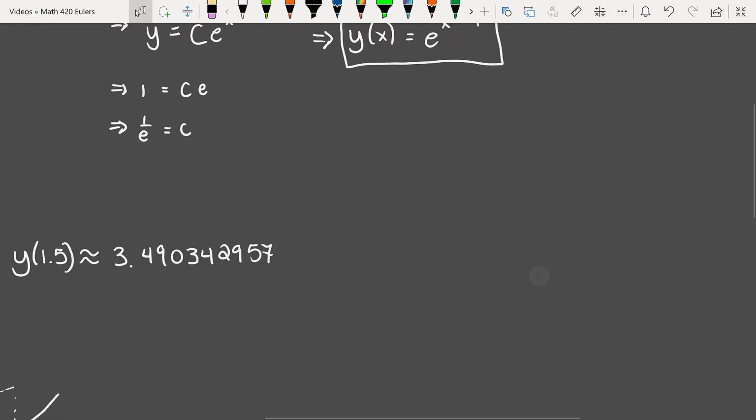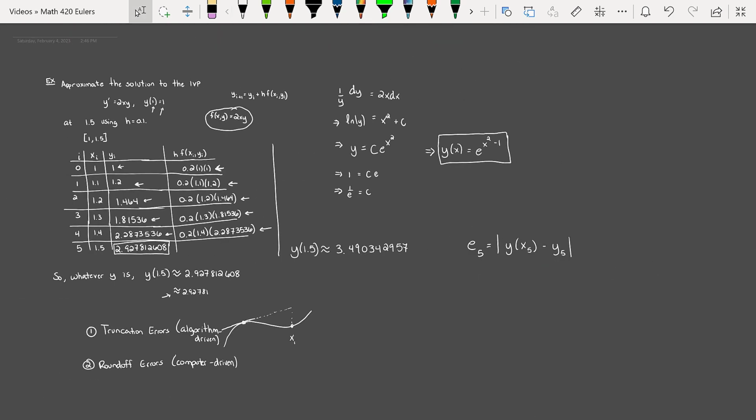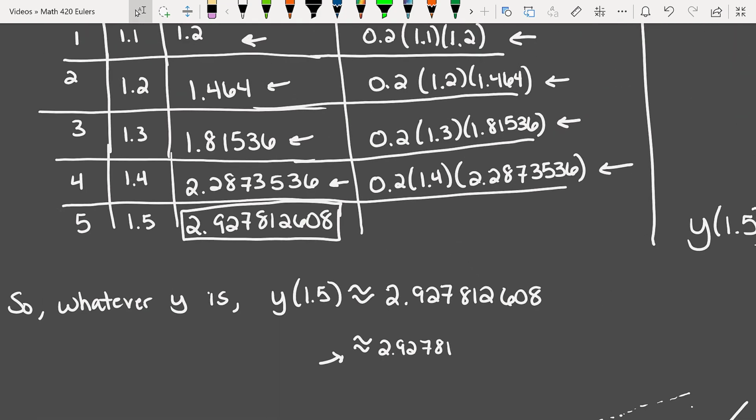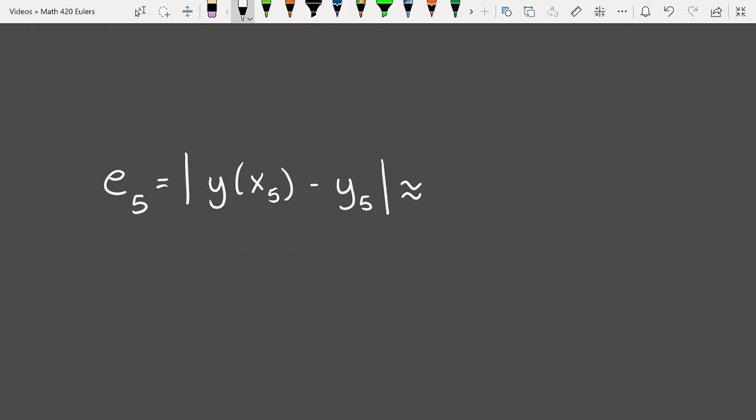Remember, the error at any given step, in this case the fifth step, is just the difference in absolute value between the true solution at that step and the approximated solution at that step. So if you take a look at our true solution, y of 1.5 is 3.49034 and some change, and our approximated y sub 5 is 2.92. If you take the difference between those, you will find that our error is approximately, and for display purposes I'll round it to 5 decimal places, that value right there.